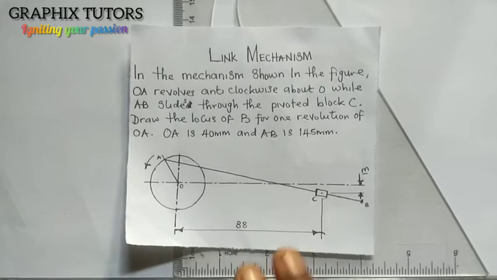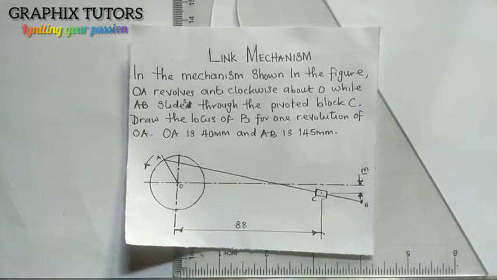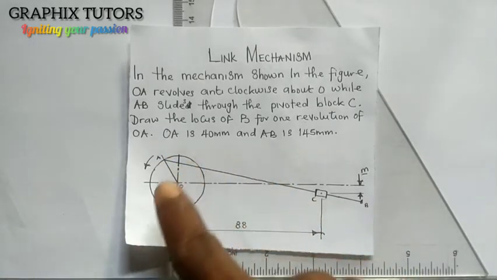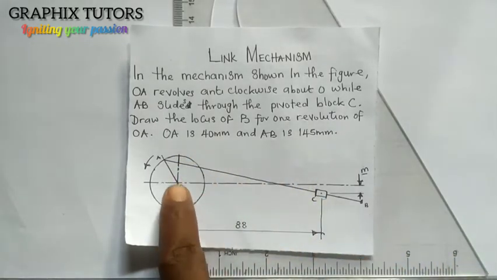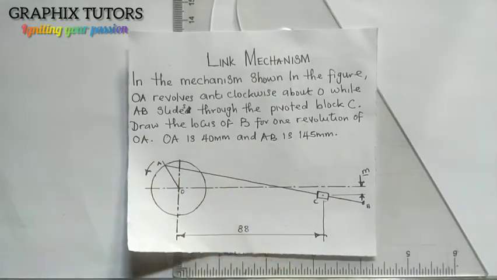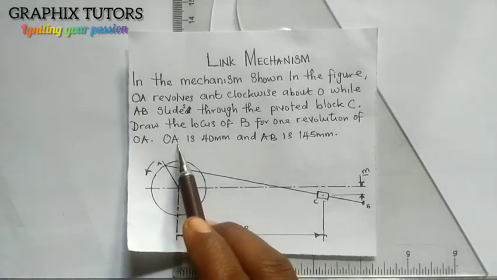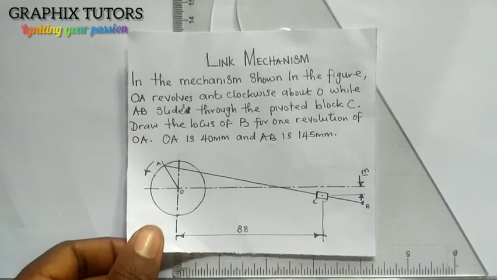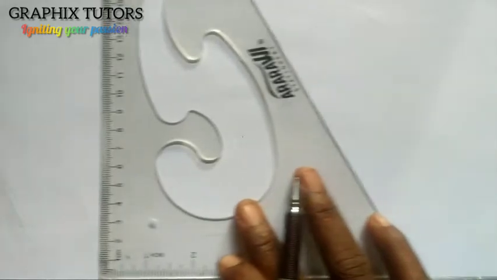Now what you do is this. The first thing you need to do is redraw this diagram, because you want to draw the locus. When you join two or more points together, you are joining the locus. So let's start. First of all, you start with the circle. We are told that OA is 40 mm.